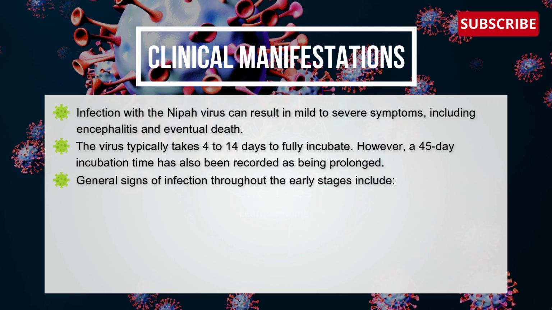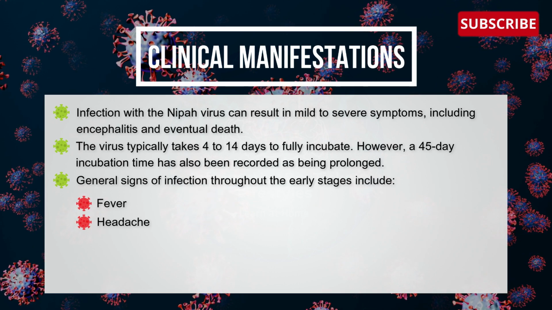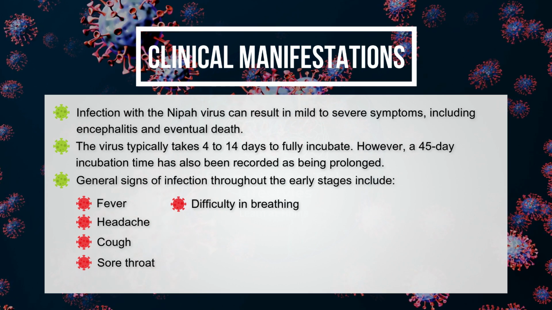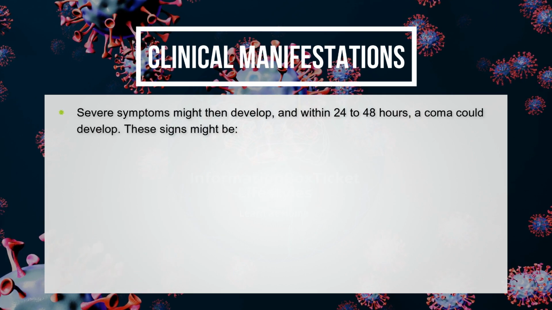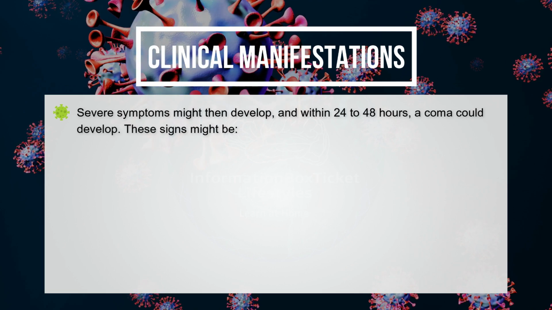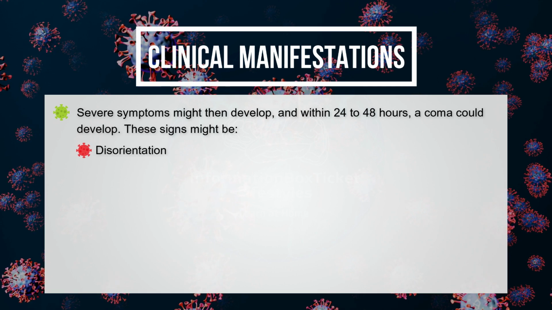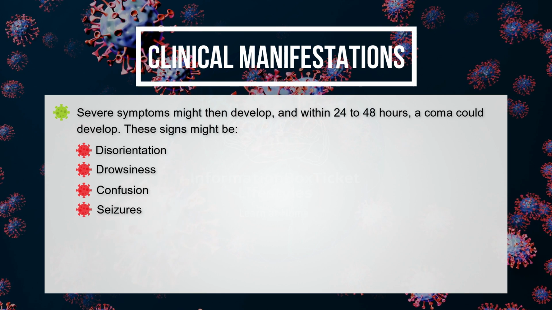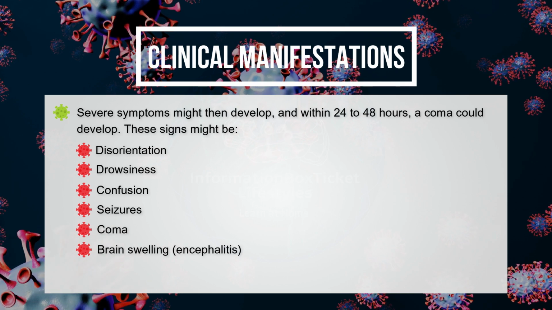General signs of infection throughout the early stages include fever, headache, cough, sore throat, difficulty in breathing, malaise, and vomiting. Severe symptoms might then develop, and within 24 to 48 hours, a coma could develop. These signs might be disorientation, drowsiness, confusion, seizures, coma, brain swelling, encephalitis.